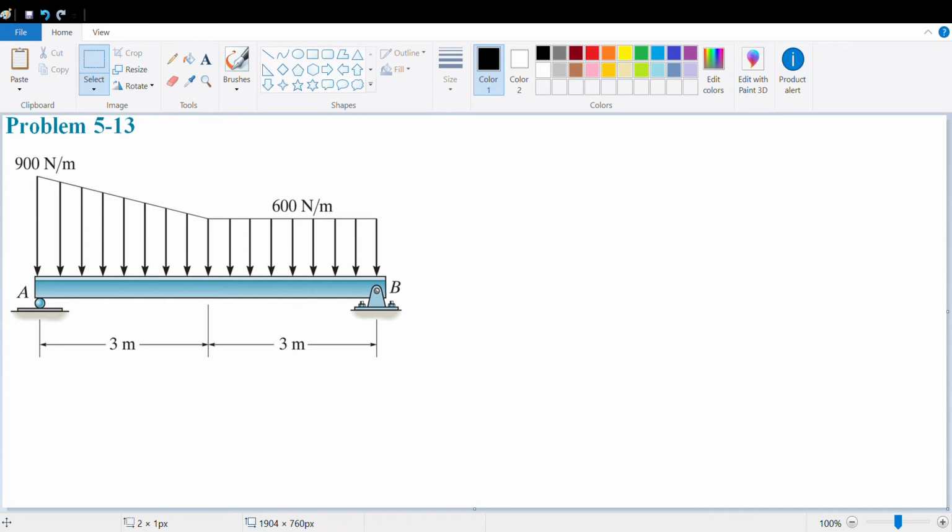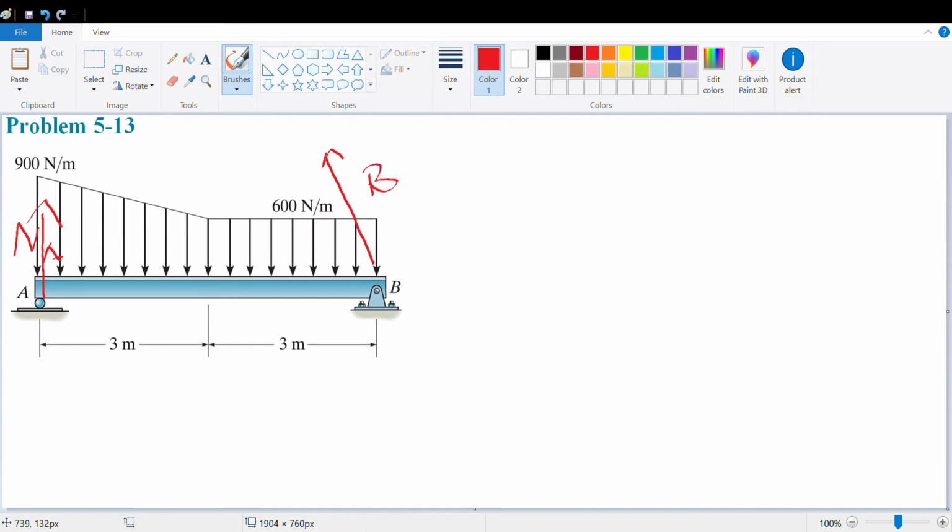In A, we have this contact, which is producing a force perpendicular to the surface, and in B we have a pin which is producing a force in any given direction. So A is producing a normal force, NA, and B is producing a force which can have any arbitrary direction.